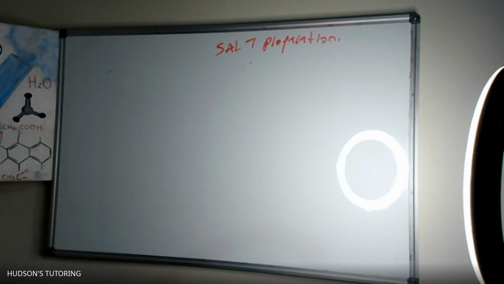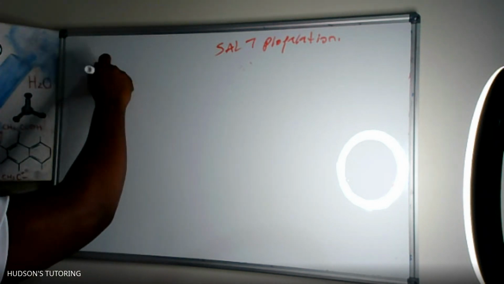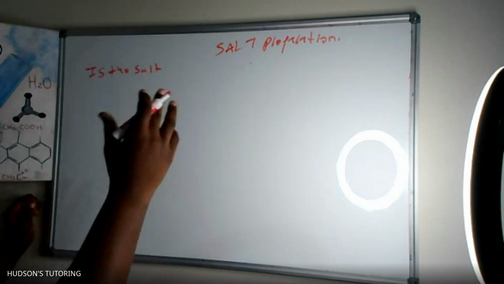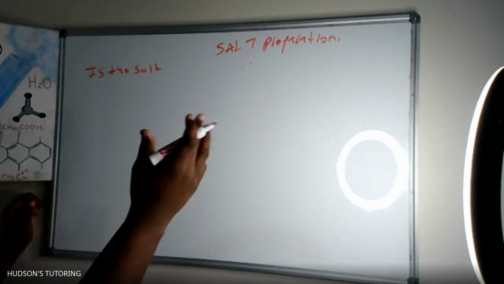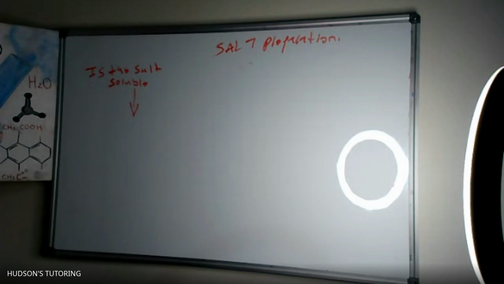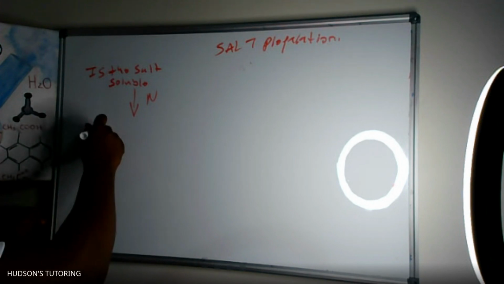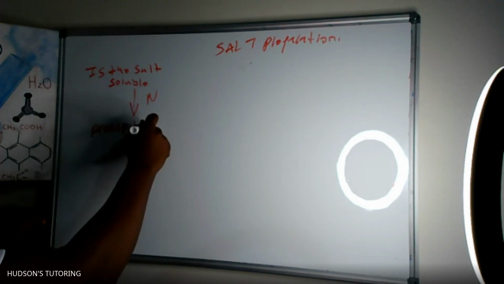All right, so this is the flow chart or the flow diagram for salt preparation. It's very important. So the first thing that you ask yourself is: is the salt soluble? That's why we give you a solubility table. If the salt is not soluble, if it's a no, then we use ionic precipitation to prepare it.